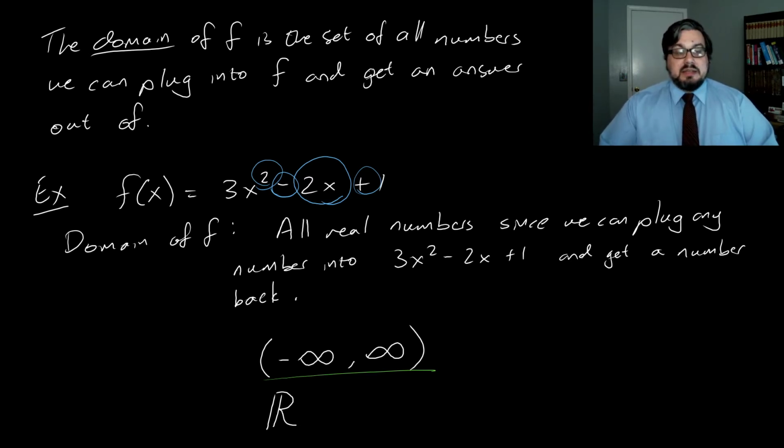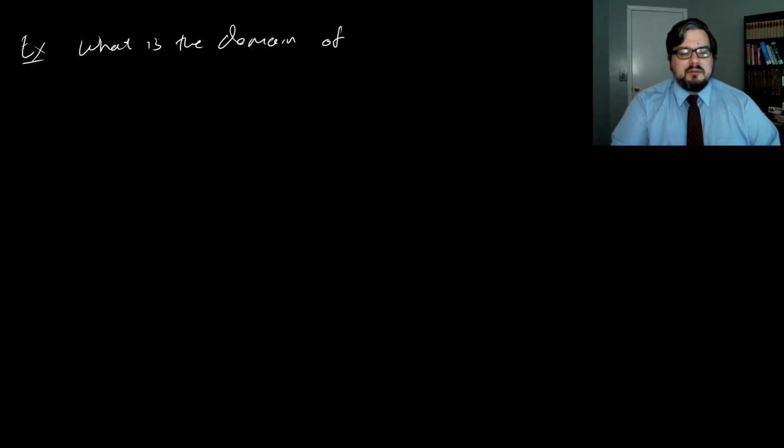All right, let's see some more functions with their domains. We've seen that fractions can be a problem. Let's look at another example with a fraction in it and see how we can deal with it. What is the domain of f of x equals x squared plus 3x plus 5 over x squared minus 6x plus 8?